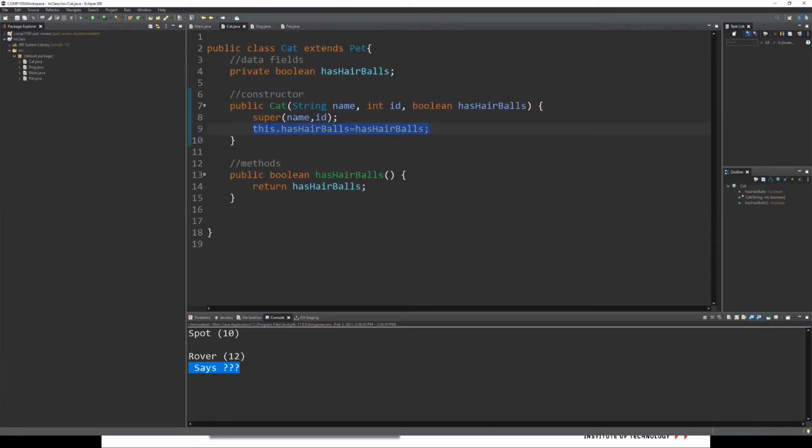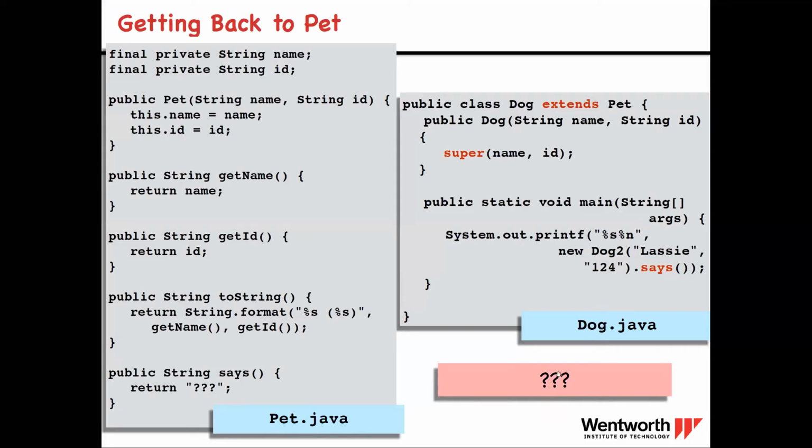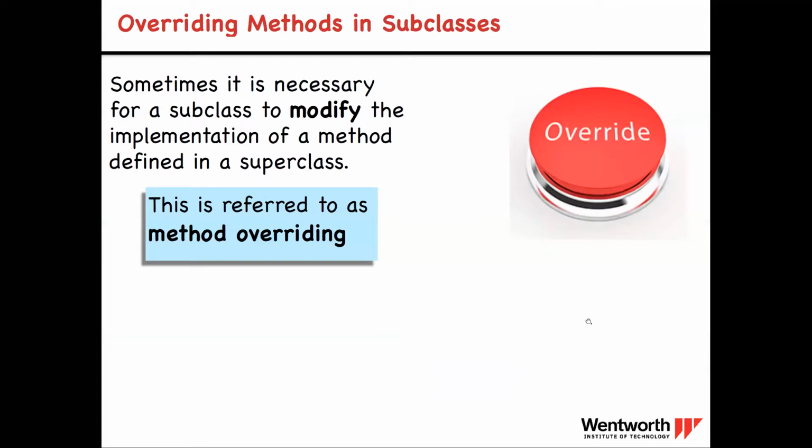So I don't want to just print out question marks. I want to make sure they print out the appropriate thing. So this is where the idea of overriding methods comes in. Sometimes it's necessary for a subclass to modify a method that's defined in the superclass. So right now, says in the superclass is all question marks, but I want the dog to still be able to use that function, but to say woof. And I want the cat to use the same function, but for it to say meow.